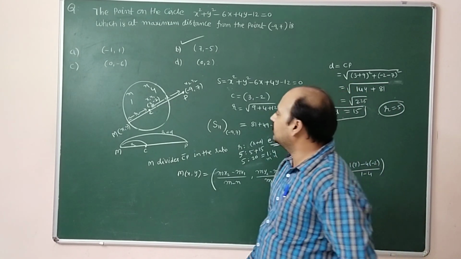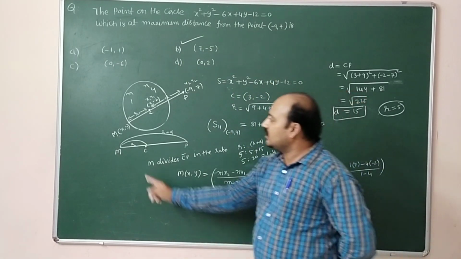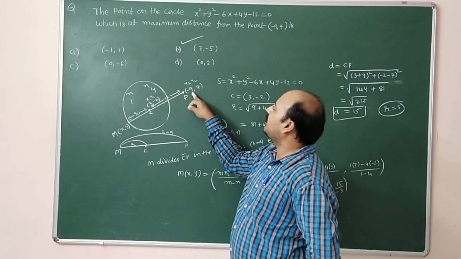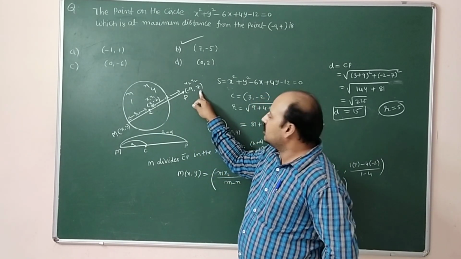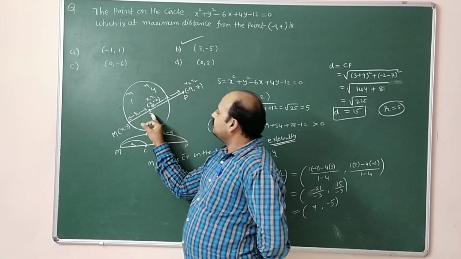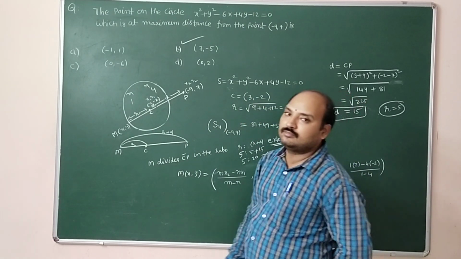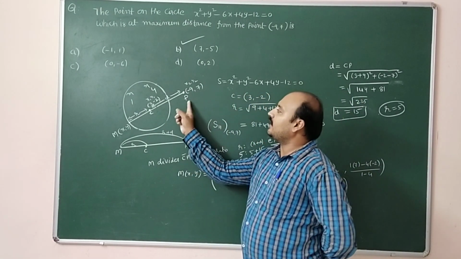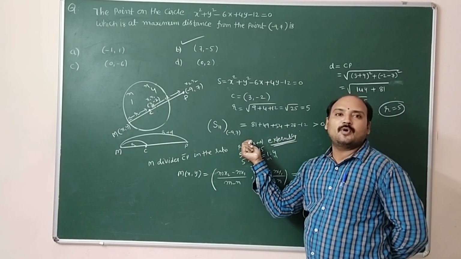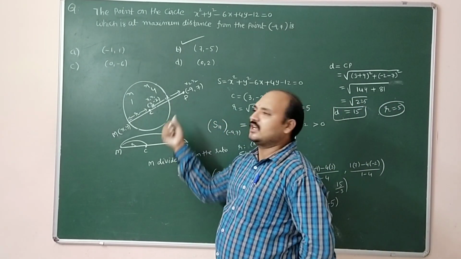Once again I will repeat. The point M of x comma y is a point on the circle which is at maximum distance from a given point minus 9 comma 7. So maximum distance from here to here is r plus d. Center of the circle is 3 comma minus 2, radius is 5. To verify whether the point is outside or not, I take the power of the point S11. So obviously it is greater than 0, which means the point is outside the circle.